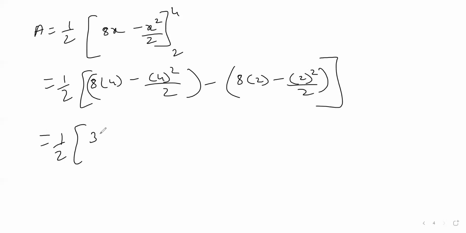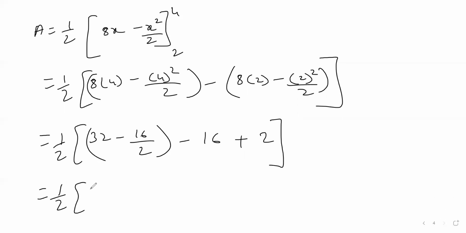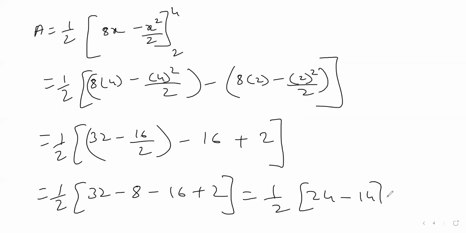Now this is 1 by 2, 32 minus 16 by 2 minus 16 plus 4 by 2 is 2. 1 by 2, 32 minus 8 minus 16 plus 2. So 24 minus 14. This is 1 by 2, 24 minus 14. That is 1 by 2 into 10. Answer is 5 square units. This is your answer for question number 5.